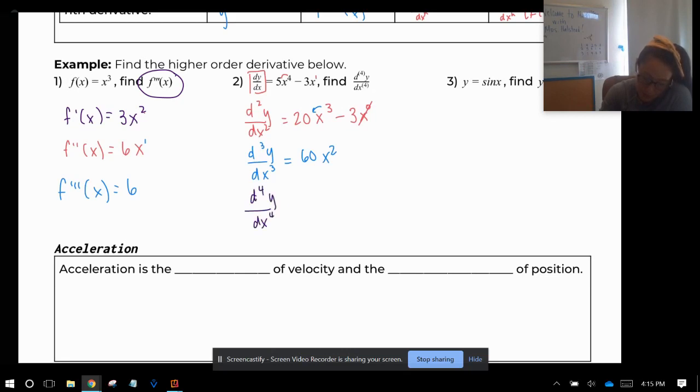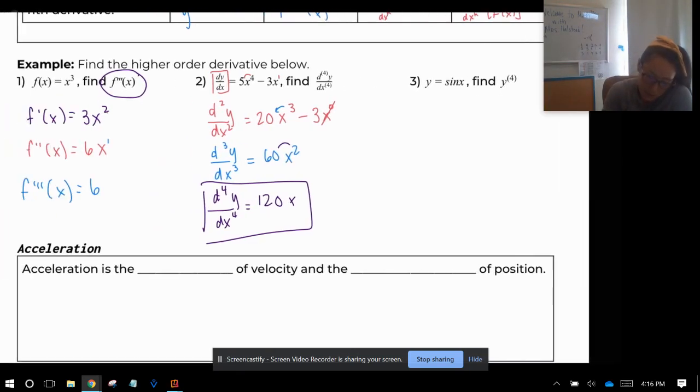and you have to write the notation. If you don't write the notation, we don't know what you're doing. Okay. 2 times 60 is 120, x to the first power, and that's it. That's all we're doing. Fourth derivative there. I could keep going until I have a 0, basically.